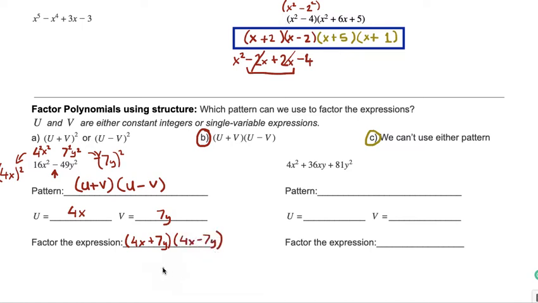And let's verify that that's true. Okay, let's FOIL it out. 4x times 4x, 4 times 4 is 16, x times x is x squared, right? 4x times negative 7y, that's negative 28xy, because x times y, right? And then 7y times 4x, again, is positive this time, 28xy, right? So we can see right away these cancel out. And then 7y times negative 7y is negative 49y squared. Okay, so we just verified we're back where we started.